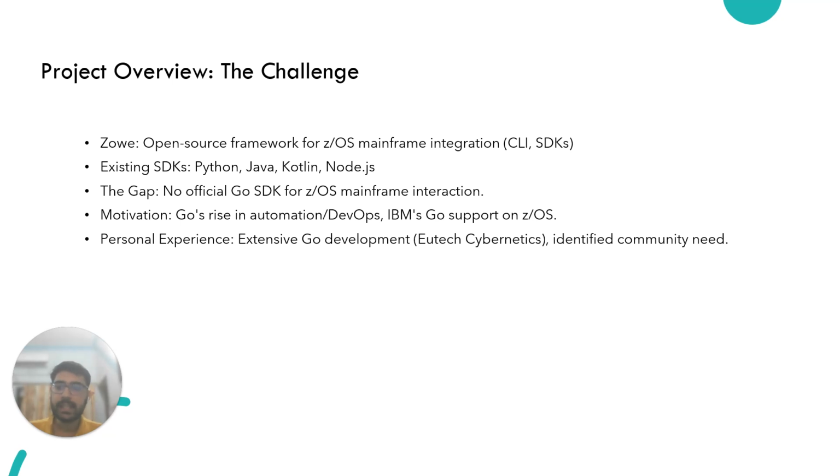So, the project overview and challenge. Zowe is an open source framework for z/OS mainframe integration, with CLIs and SDKs. There were different existing SDKs available, like Python, Java, Kotlin, Node.js, and Swift. But the gap was that there was no official Go SDK for z/OS mainframe integration. The motivation behind this is that Go is a rising language in automation and DevOps, and IBM's Go support on z/OS.